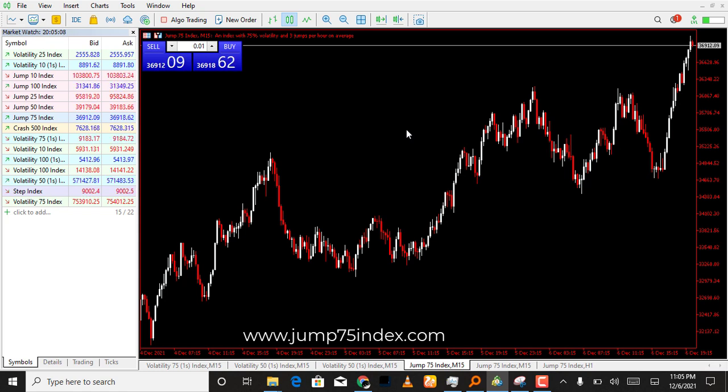So today we'll be learning how to trade Jump Index, which is an index offered by Deriv broker, a recommended broker for you to trade different types of indices, which include Volatility Index, Jump Index, Boom and Crash, Step Index, and also bear and bull markets, which are Range Breaks, guys.